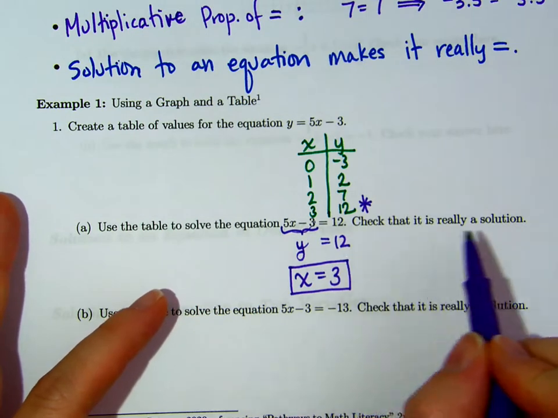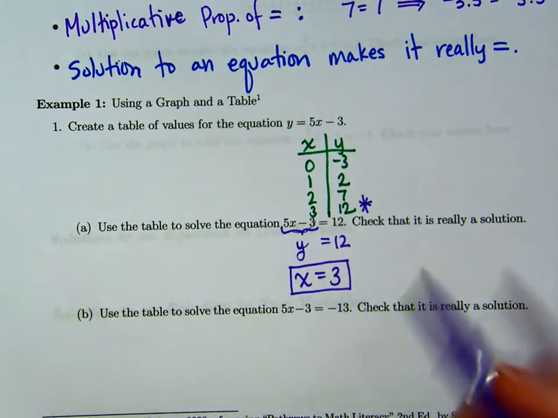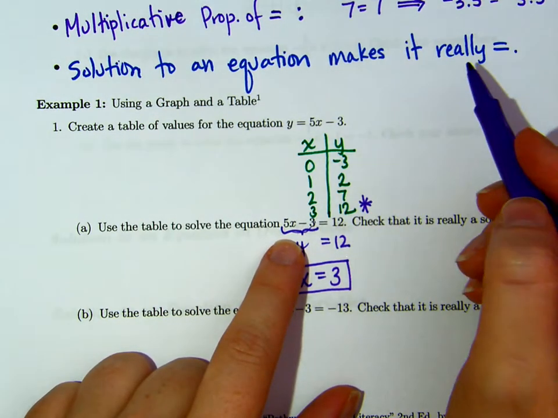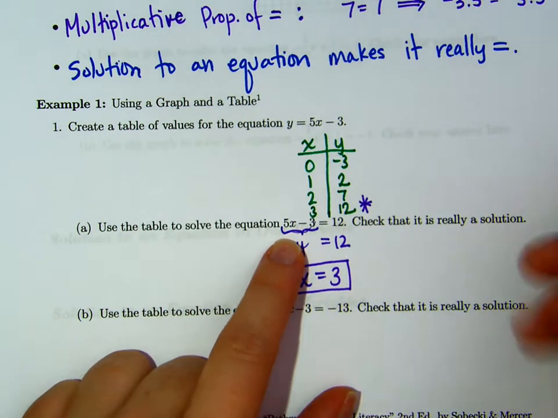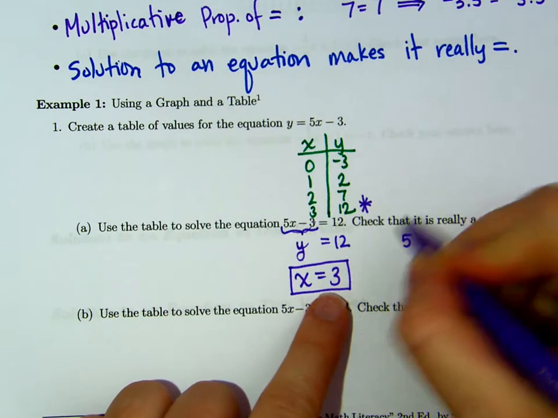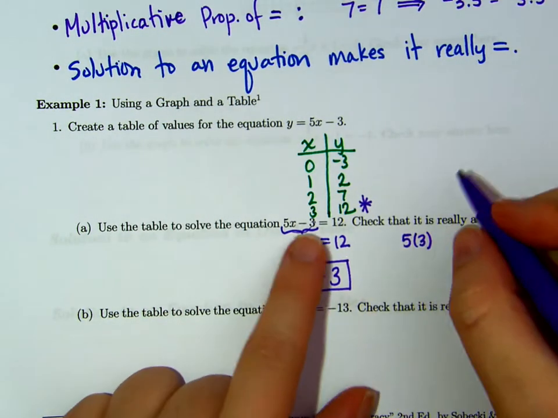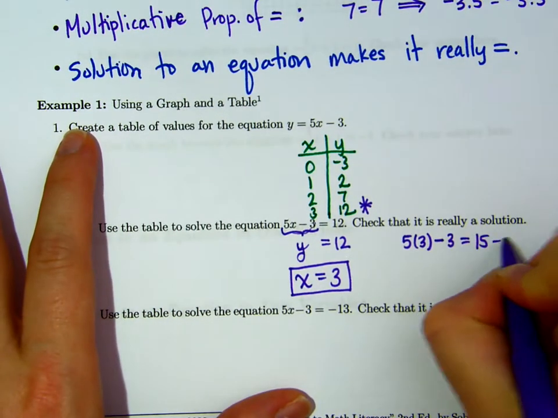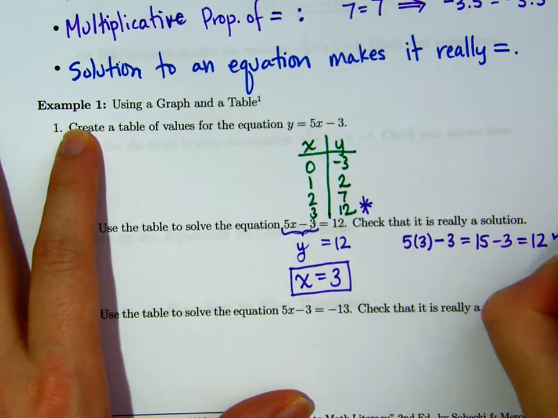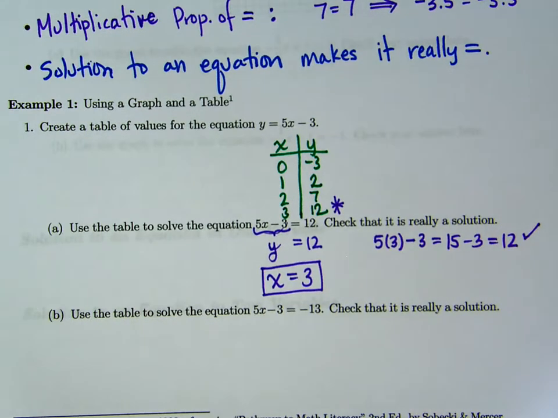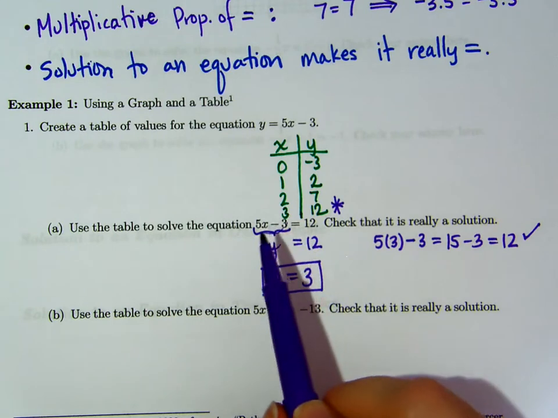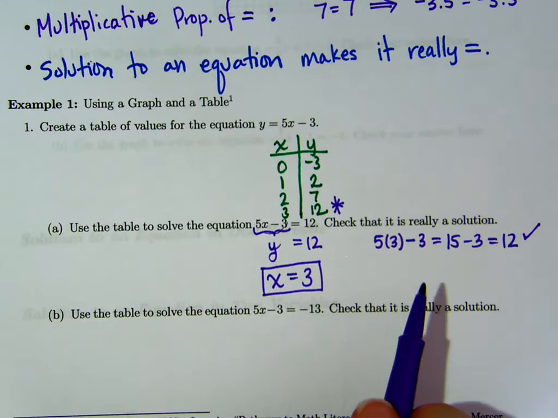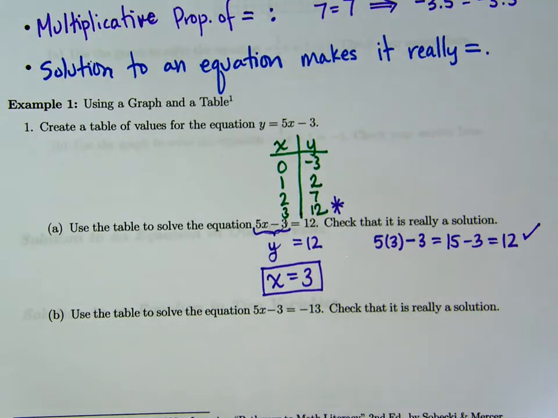Check that this is really a solution. In order to check if something is a solution, I remember that we put it in and we make sure it is really equals. So 5 by 3 minus 3 is equal to 15 minus 3 is equal to 12. Good to go. Because we wanted to make sure that when we put in 3 as the quantity for x, it would equal 12. And voila, it did.